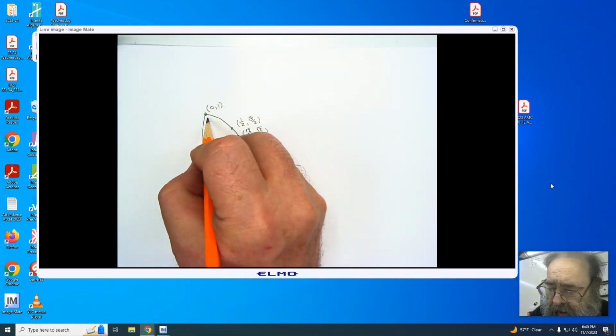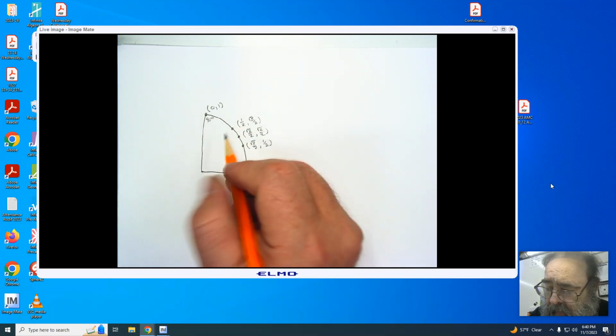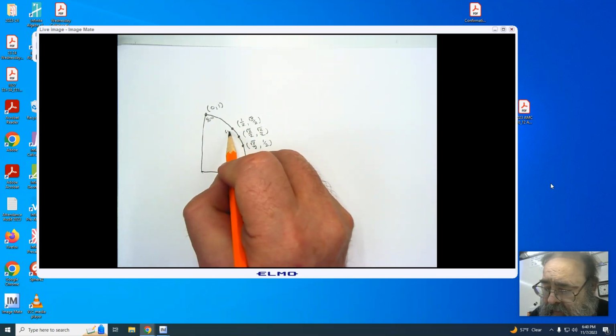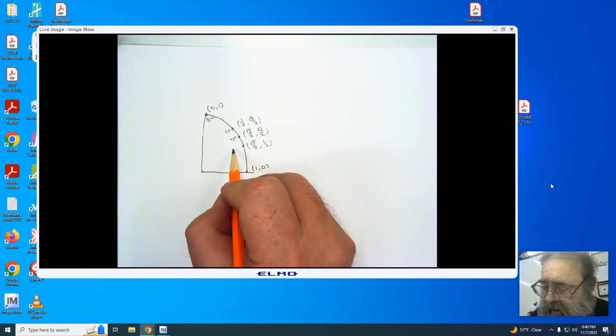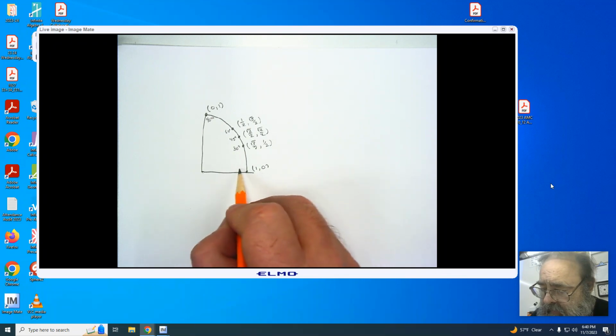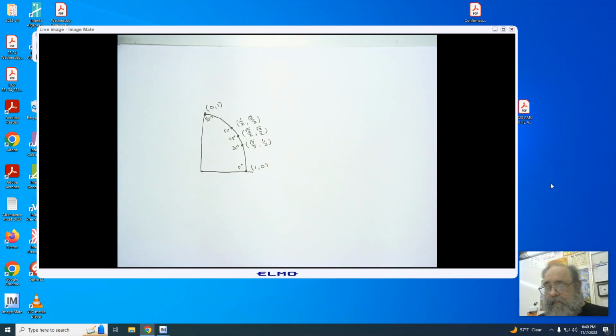Now up here, we're looking at a 90-degree angle. Right here, we're looking at a 60-degree angle. 45 degrees, off by 15. And then by 15 again, we have our 30 degrees, and we finish with 0 degrees.